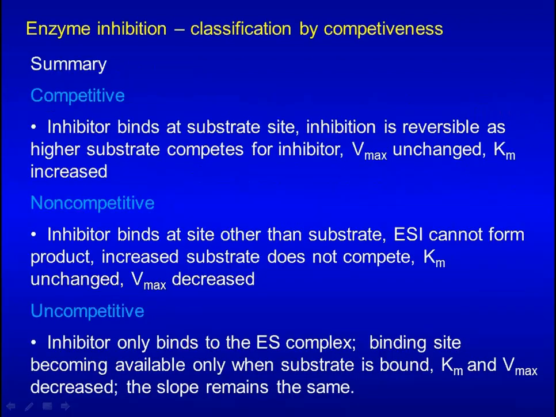In summary, in competitive inhibition, Km is increased, but Vmax is unchanged. In non-competitive inhibition, Km is unchanged, but Vmax is decreased. In uncompetitive inhibition, both Km and Vmax are decreased.